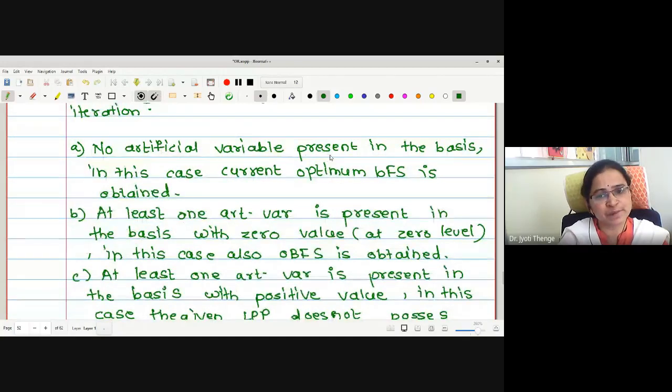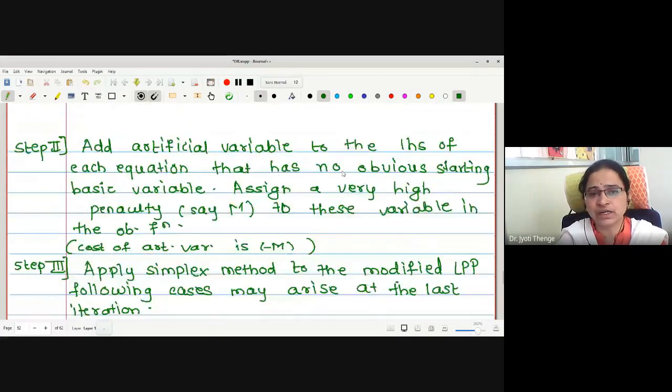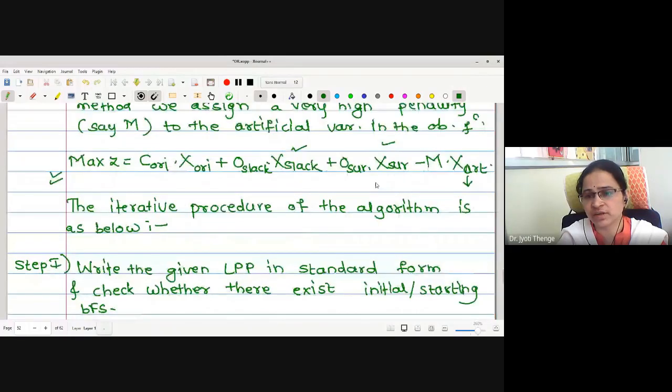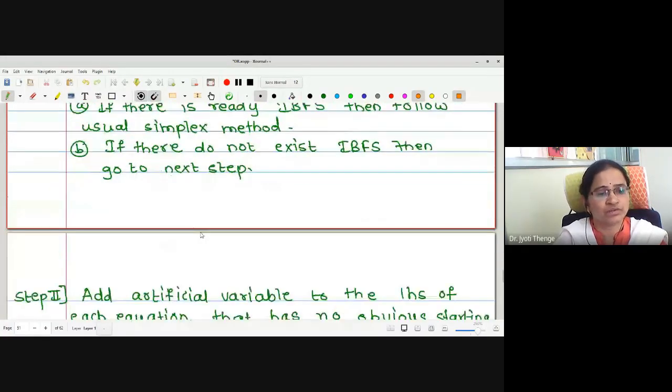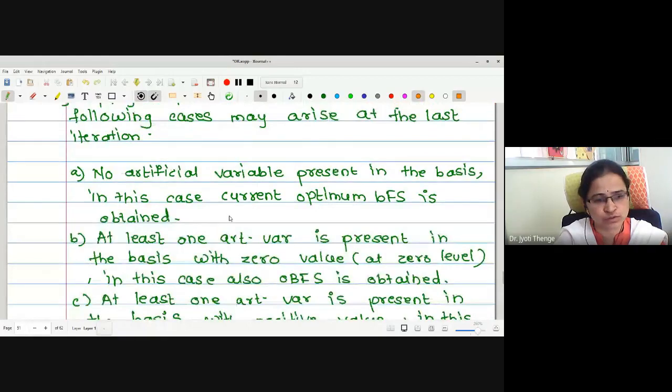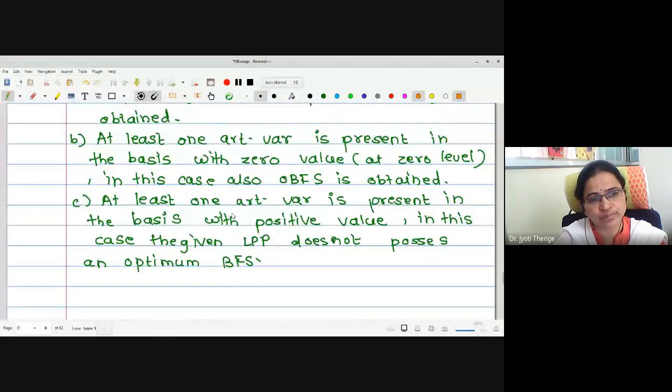No artificial variable present in the basis means what? All the artificial variables are non-basic. And what is the value of a non-basic variable? It is 0. If this artificial variable takes a 0 value, is there a role of this M in the objective function? No, because there is no effect of the artificial variable in the objective function. Therefore, whatever solution we have obtained will be the final optimum solution.